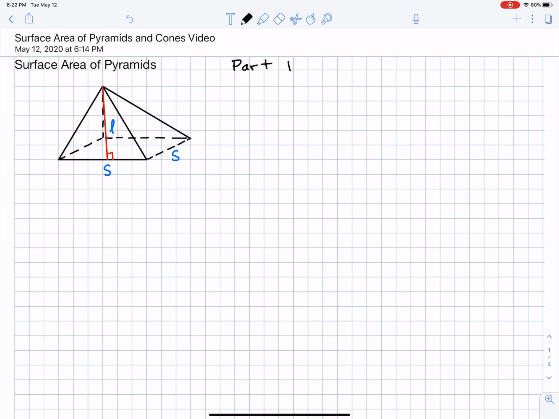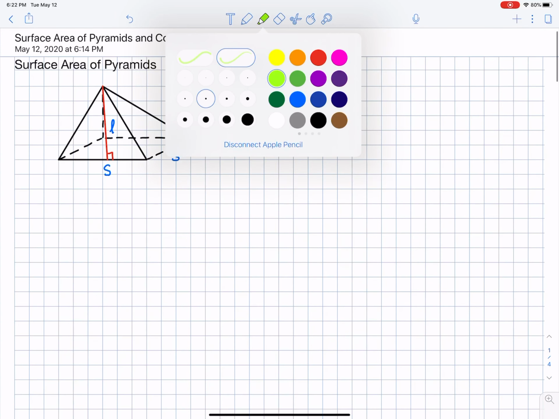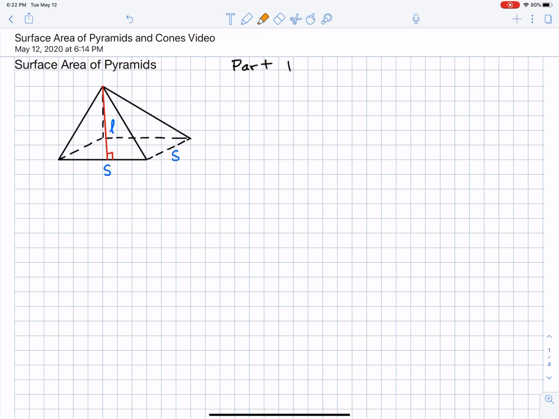our base. If you look at the base of this pyramid right here, let's do this in orange. If we look at this base right here, each of the sides are the same. So the base is a square with sides S by S. Well, not by, but S by S.